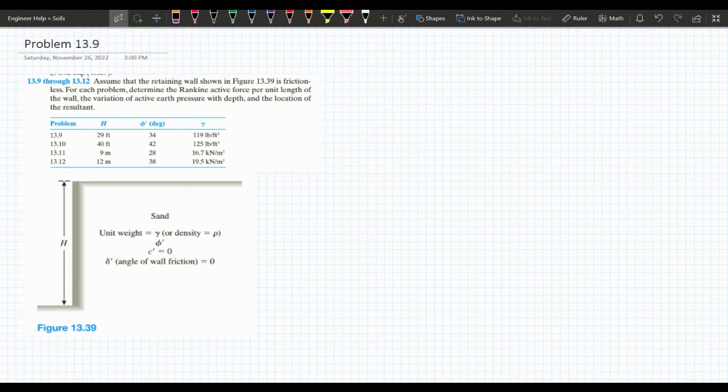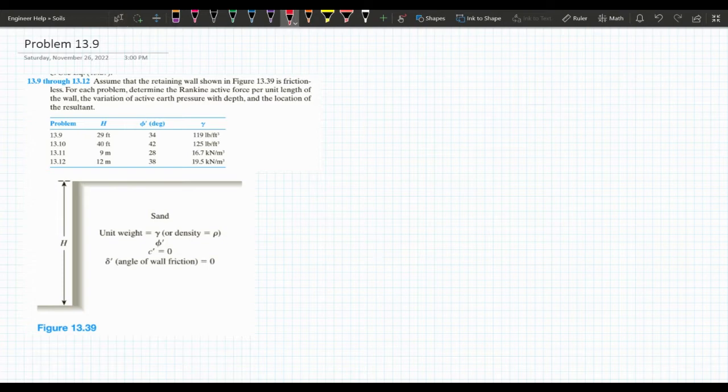Okay, so the problem states, assume that the retaining wall shown in the figure below is frictionless. Determine the Rankine active force per unit length of the wall, the variation of active earth pressure with depth, and the location of the resultant. All the variables in this figure are defined here in this table.